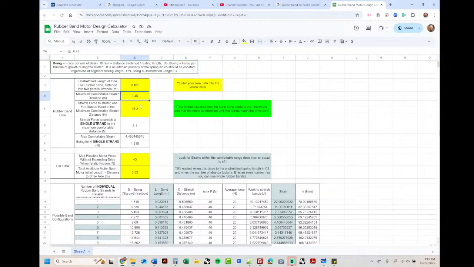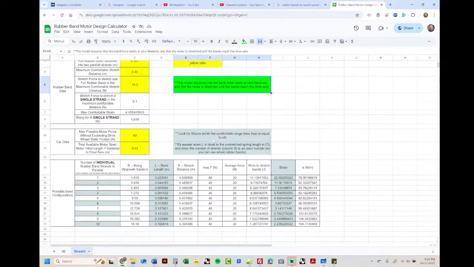These apply to the rubber bands that I have in class, but only if you've stretched them a lot first and they've kind of turned pallid. They're not as dark as they are to begin with. They sort of fade. Also, there's a note saying this model assumes that the band force starts at 0 and the motor is stretched until the bands reach the drive axle. That's probably the best way to do it. And don't start with a lot of tension in your string, unless you want to make sure that the band pops out and your car keeps going, but there's really no reason to have it do that, except it looks cool.